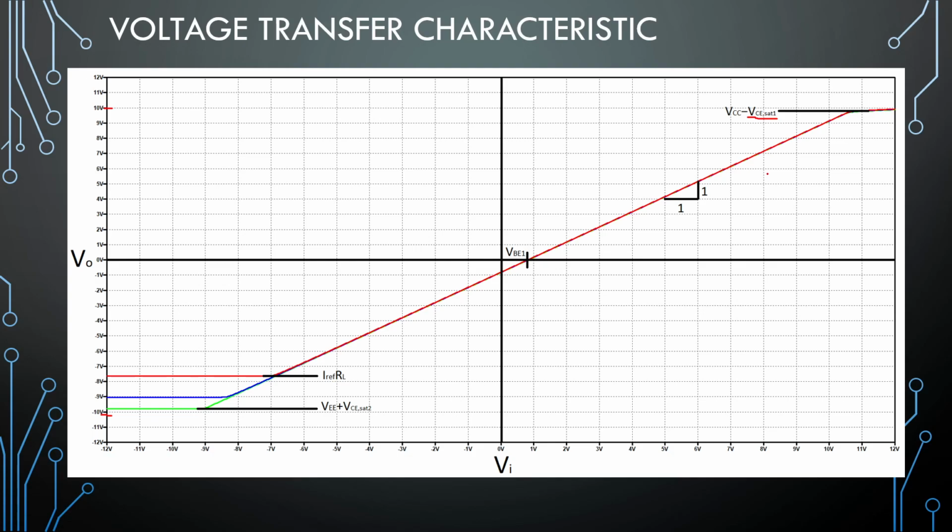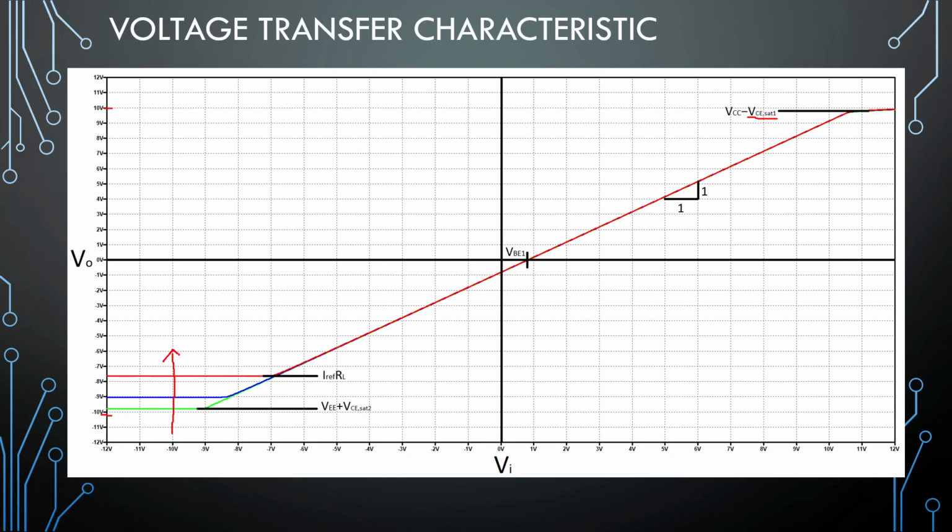For saturation, deep saturation is at 0.2 volts. So you take the rail voltage. This is the top transistor, so it's dependent on the saturation voltage of the top transistor. And here at the bottom, VEE, which is a negative, so minus VEE plus the saturation of the bottom transistor will give us this clipping here at the bottom. Right.